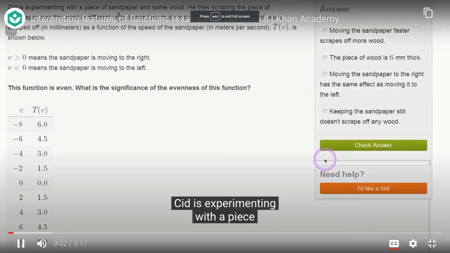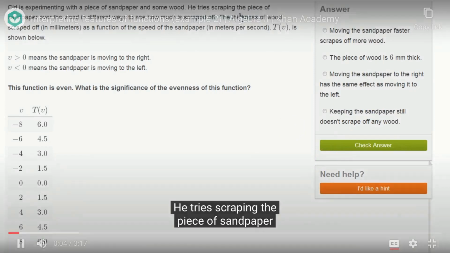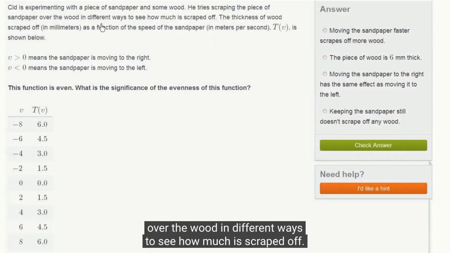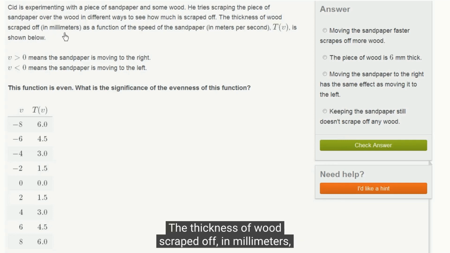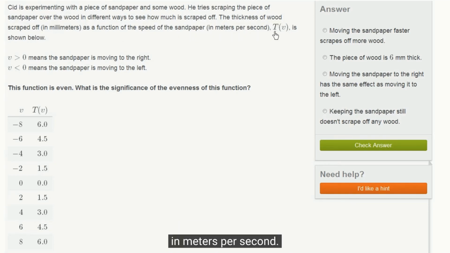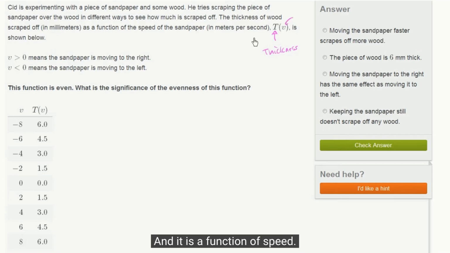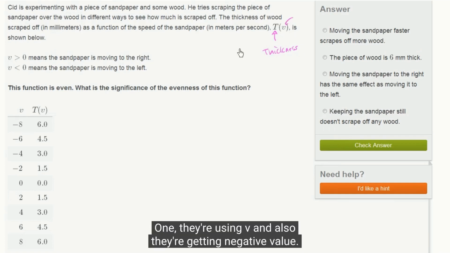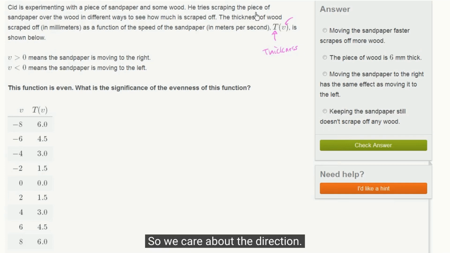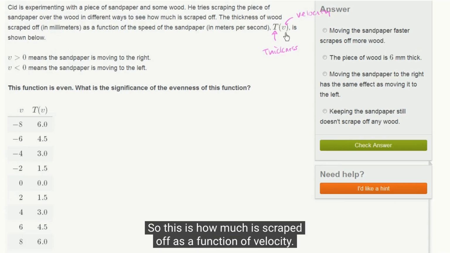Sid is experimenting with a piece of sandpaper and some wood. He tries scraping the piece of sandpaper over the wood in different ways to see how much is scraped off. The thickness of wood scraped off in millimeters as a function of the speed of the sandpaper in meters per second, T of V. So this is the thickness, or how much is scraped off. And it is a function of speed. Actually, since they're using V, and also they're getting negative values, so we care about the direction, it's actually the velocity. So this is how much is scraped off as a function of velocity.